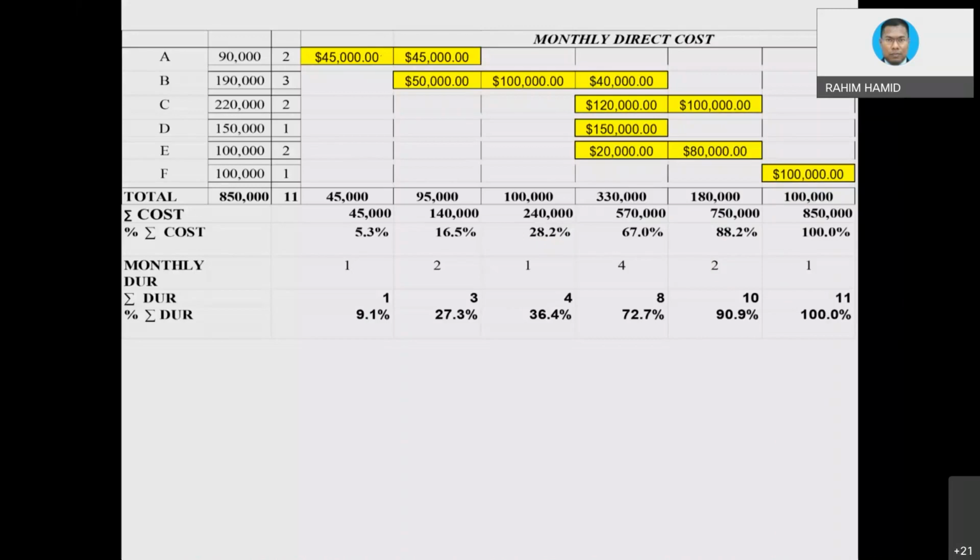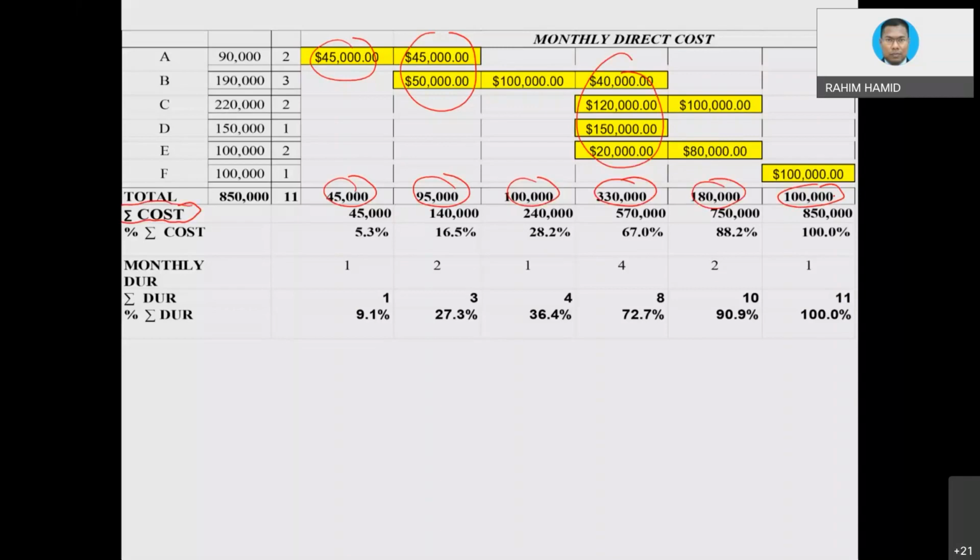Okay. First, let's calculate the monthly cost. So the monthly cost based on this one is basically 45,000. We already calculated before 95, 100,000, and this one is 330, and then this one is 180, 100. That will be the monthly cost. And then the next step you need to do is basically cumulative cost. Cumulative. How do you take cumulative? So the cumulative I normally put at the end of the row, the column there, so that our calculation is at the end of the month.